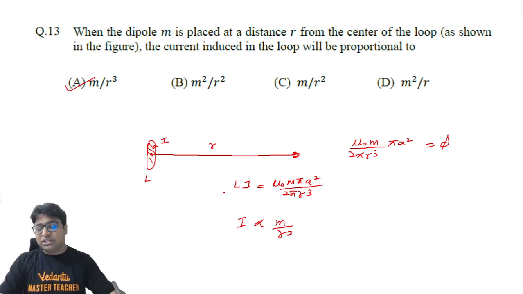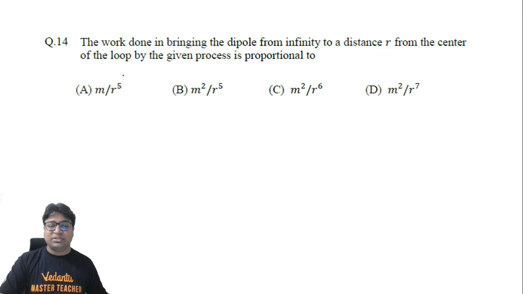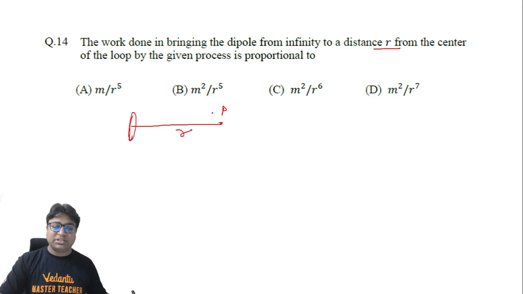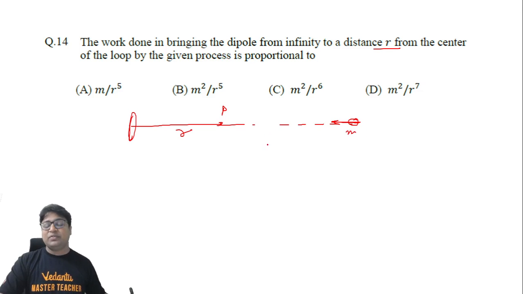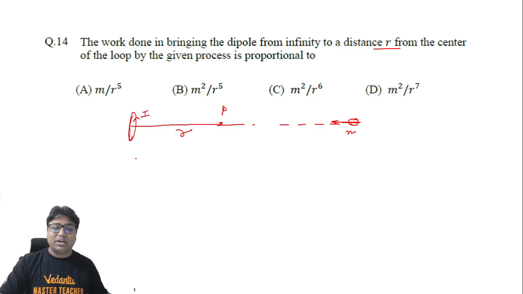Now, associated with this question is another question. The work done in bringing a dipole from infinity to a distance r from the center of the loop is given by. So, this is the loop from the center. There is a point P at a distance r, and we are bringing a dipole moment from infinity. Okay, and we have to calculate the amount of work done. So in the previous question, what we calculated was that there will be a current developed in the loop, and this current will be proportional to m by r cube.